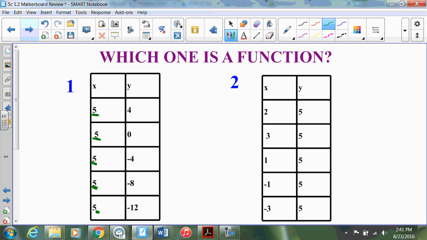This next one, every time you push 5, you're getting something completely different. On this side, it's okay to have these 5s because this is similar to a vending machine that only puts out water bottles. You push a 2, you get out a 5. Push a 3, you get out a 5. Push a 1, you get out a 5. Basically, this table only makes 5s. No matter what x you put in, it only puts out a 5. So this one is a function. This one is not.